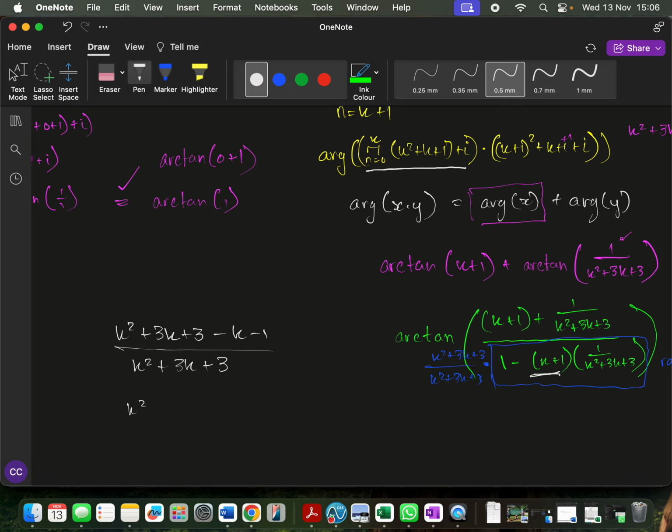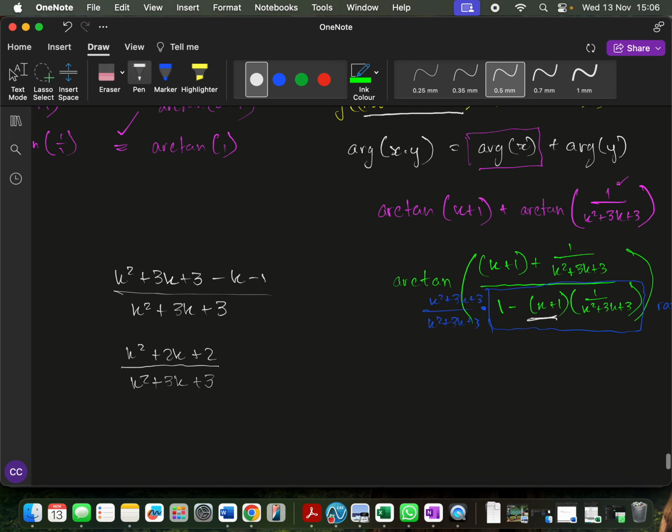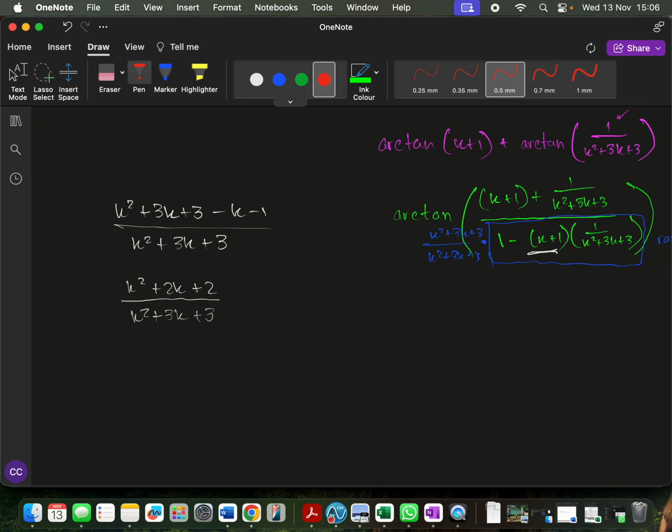So k squared plus 2k plus 2 over k squared plus 3k plus 3. So that's my new denominator. So let's get that written out so I have it. So I've got the arctan of k plus 1 plus 1 over k squared plus 3k plus 3, all over, because I'm lazy.